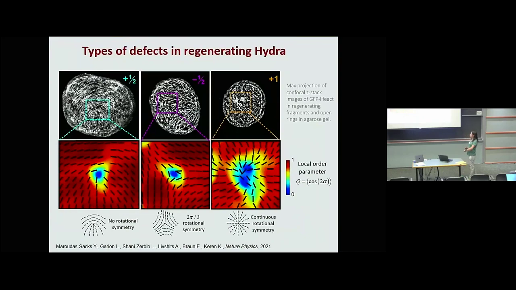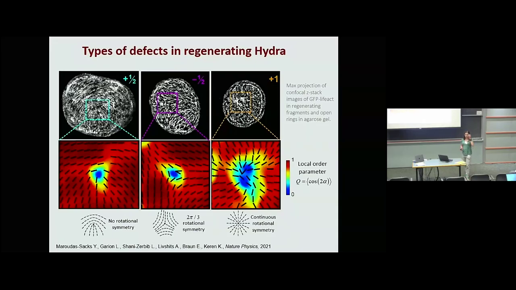And indeed, we can observe nematic topological defects in the fiber organization during regeneration. So generally, during regeneration, we see three types of defects. These are the +½, the -½, and the +1. And just to clarify what you're seeing here.